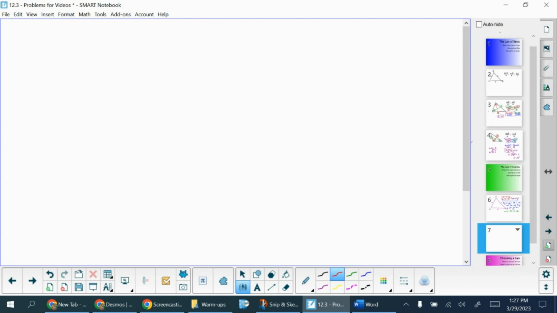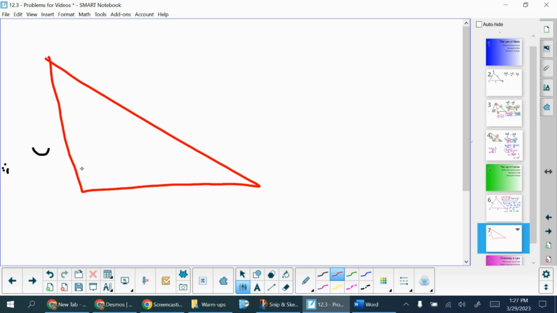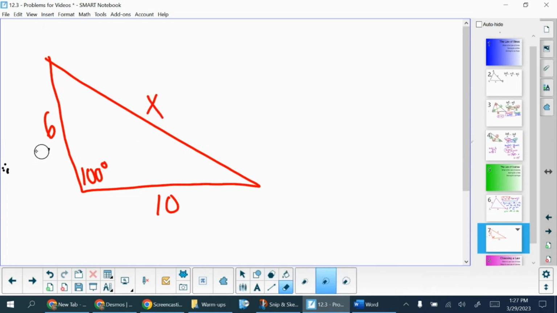Okay, let's go ahead and do a couple of these. I'm going to start by solving for a side because this is the easiest way to do it. So I'll draw out a triangle. Not going to be drawn to scale. We're going to say that's 100 degrees, 6, 10, and we're solving for x over here.